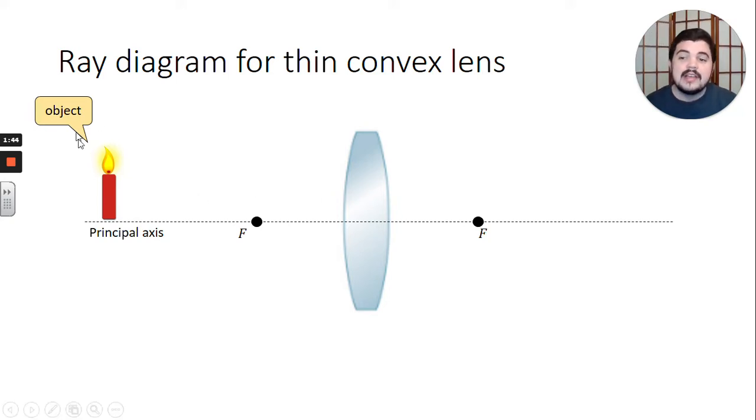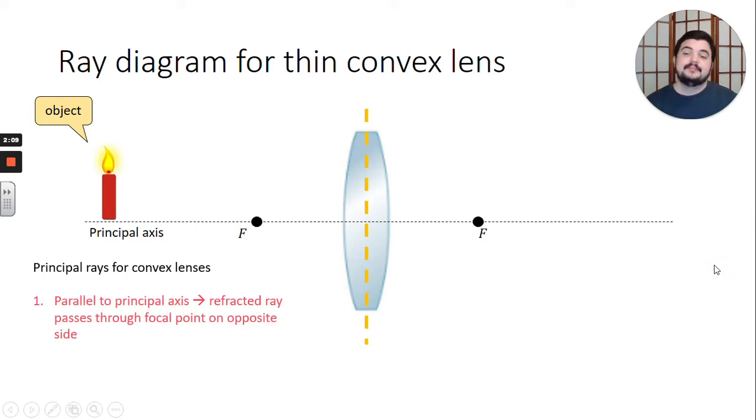Here we have a candle as our object, and we are going to be looking at three principal light rays that are leaving that flame. Of course, light is going in all directions, but three principal rays are enough to tell us where the lens will form an image. So there we go, thin lens approximation. Pretend all of the refractions happen just at that axis. Principal rays, let's do it.